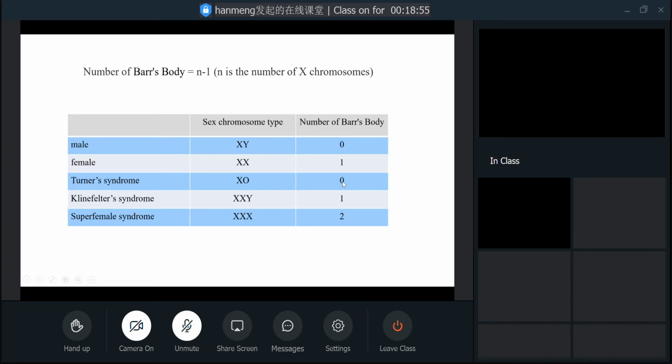So we can detect abnormal numbers of sex chromosomes.